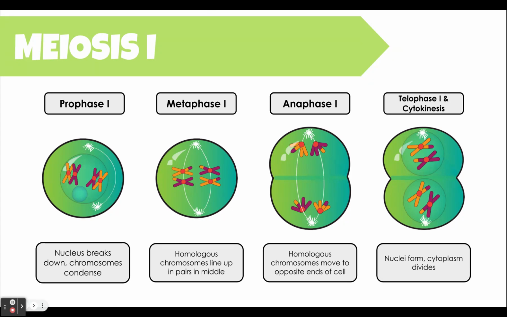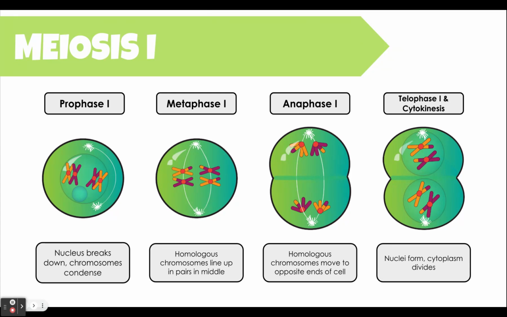So we have prophase I, and it's similar to prophase of mitosis, where your nucleus is breaking down, those chromosomes are condensing so we can visibly see them. Then after prophase, we go to metaphase I, and just like metaphase in mitosis, those chromosomes are lining up in the middle. The big difference between metaphase I and metaphase of regular mitosis is that those chromosomes are in homologous pairs. So the pairs line up in the middle. We are not lining those chromosomes up single file.